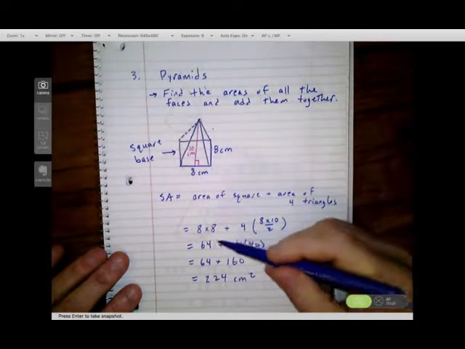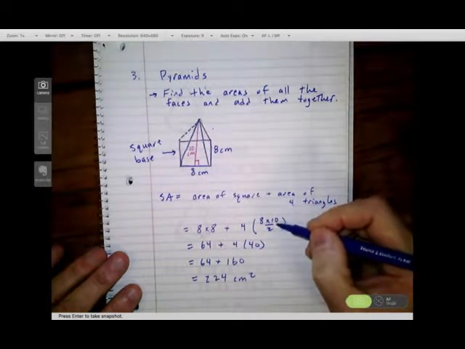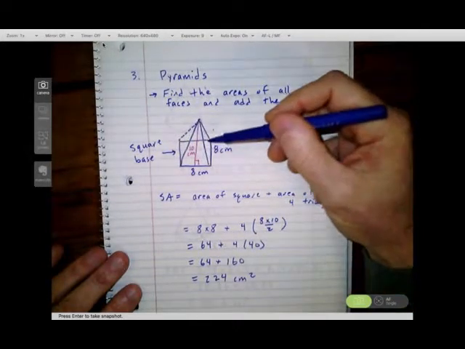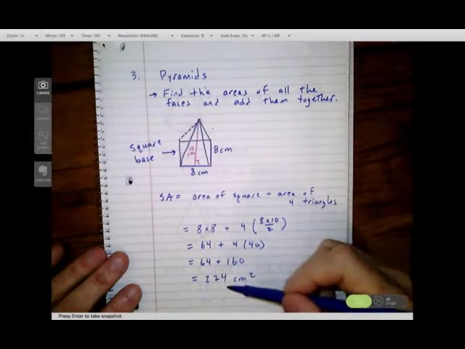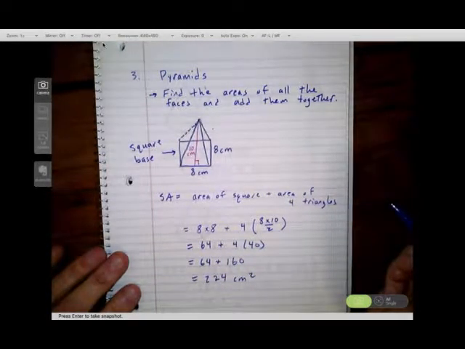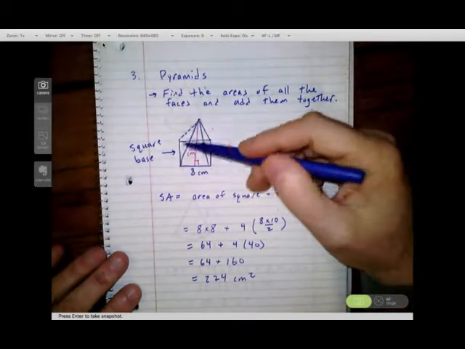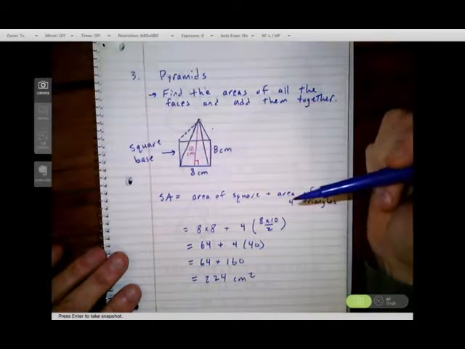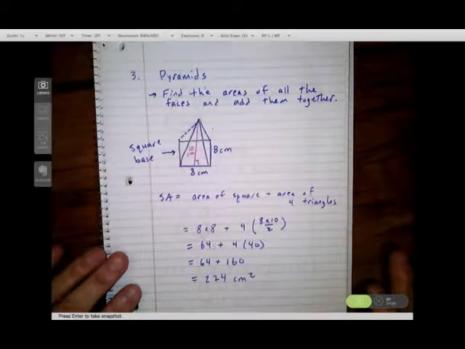Okay, so 8 times 8 is 64. 8 times 10 is 80, divided by 2 is 40. Again, I'm multiplying that by 4 because there are 4 triangles, and I get 160 plus 64, or 224 square centimeters. Again, so no real good formula here. You just have to find all the areas of the bottom and then the triangles that make up the sides or the faces, and then add them all up.